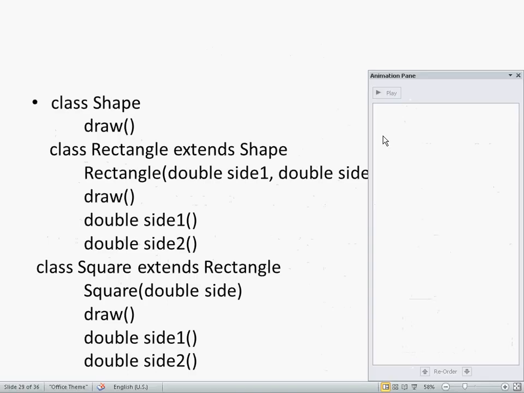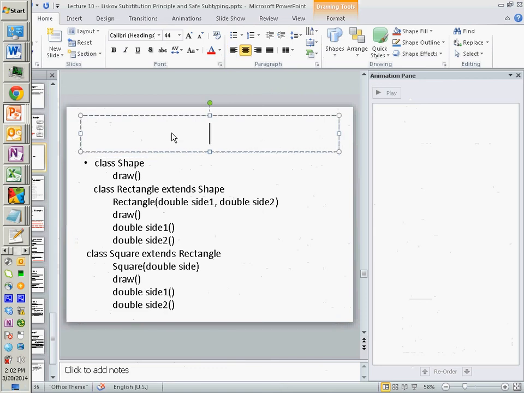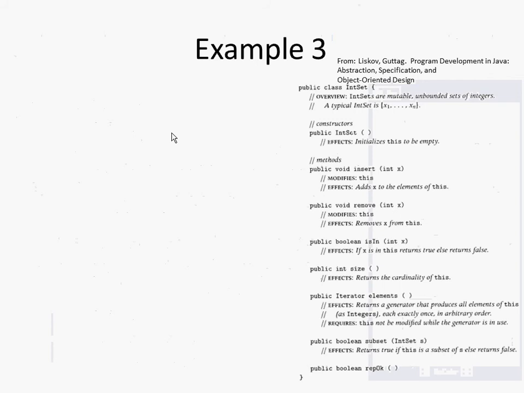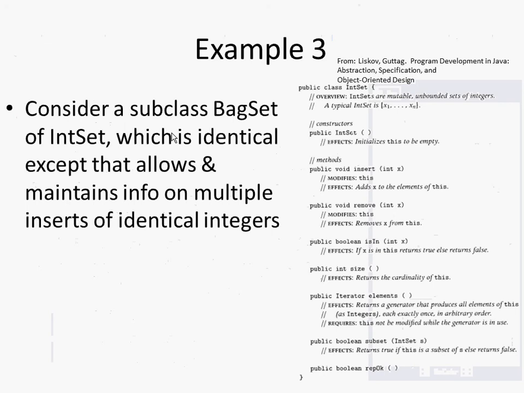That wasn't the most expressive title, but we'll come back to that. Okay, here's another example. So here we have an int set. Consider bag set. It's identical. So the idea is we want to create a subclass, bag set. It's identical except that it allows for and it maintains information on multiple inserts of identical integers.